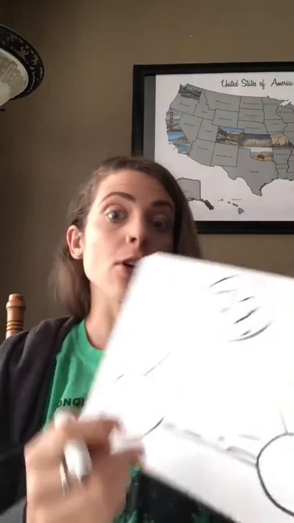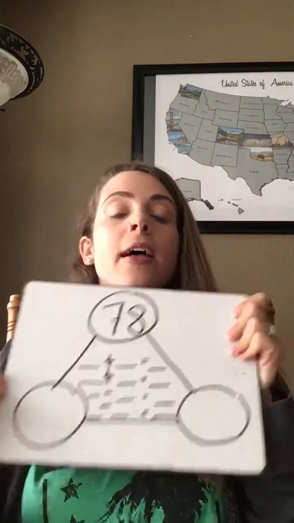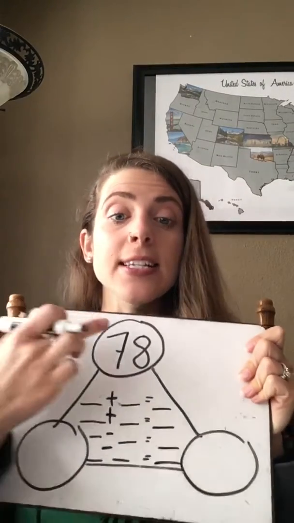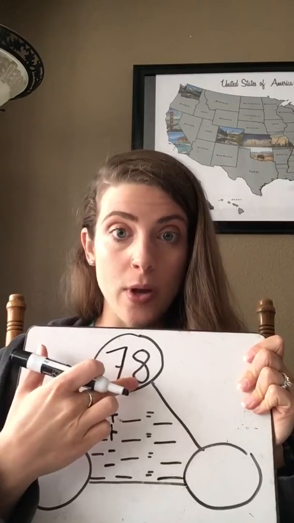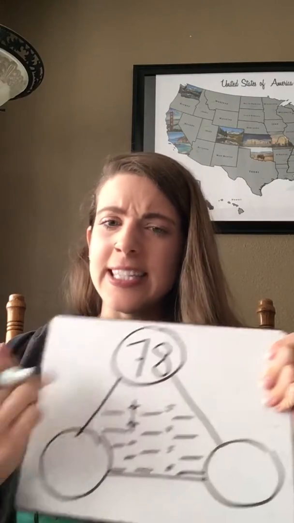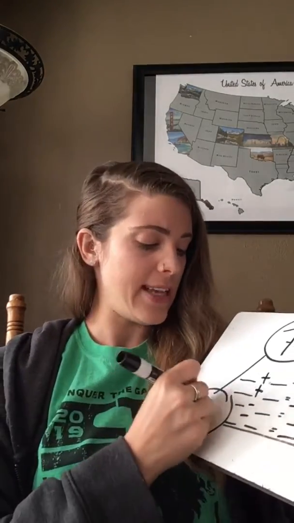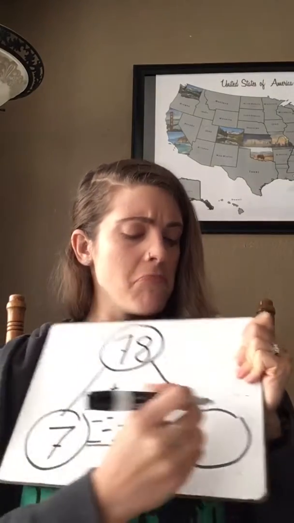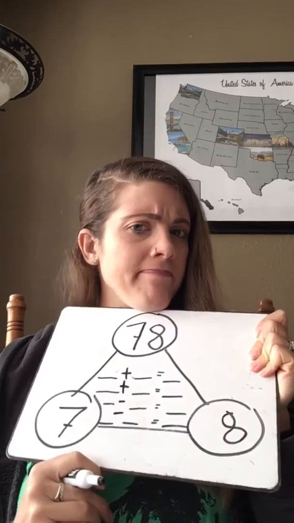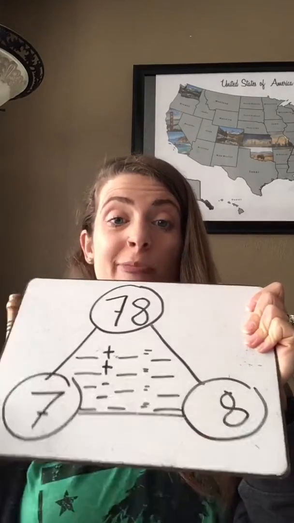78 is our whole. Oh, that's such a big number. But guess what? We just practiced taking the tens and the ones. Okay, now is it 7 for our tens? Should I just put a 7 over here? And an 8 over here? 7 plus 8 would give me 15.